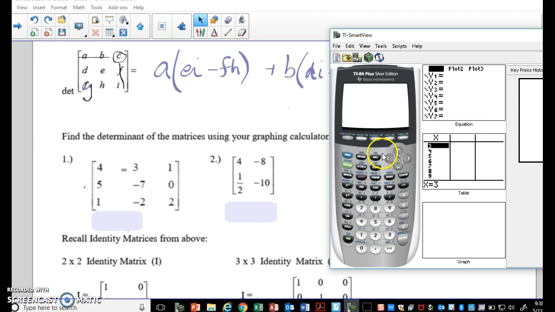Let's pull up your calculator again. We're gonna do number 1, okay? So we're gonna plug in that matrix. So second matrix, over to edit. I'm gonna do this as number 3, or C, okay? This is a 3 by 3 matrix. So plug in your numbers.